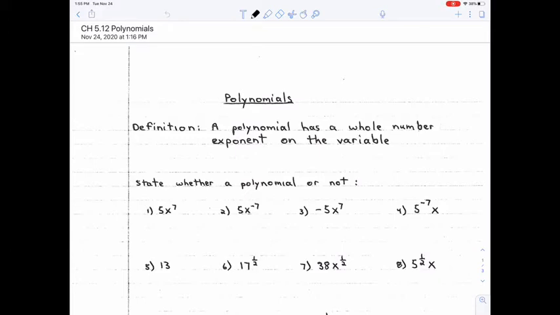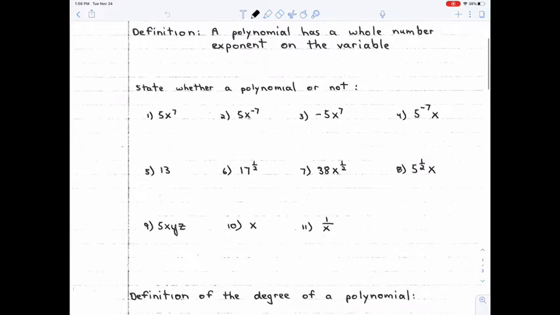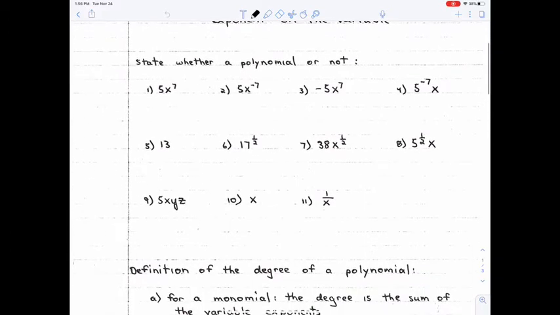So there's more than that. It's not just that it's a whole number. It's not even that it's a whole number exponent. It has to be a whole number exponent on the variable. That's what you're looking for. If you want to know whether something's a polynomial or not, that's what you look for. So all I want to do is look at these and say, yes or no, is it a polynomial? And if it's not, why not? And if it is, why it is.